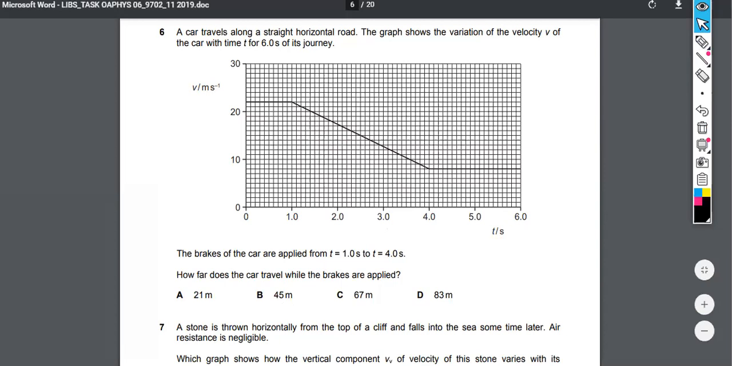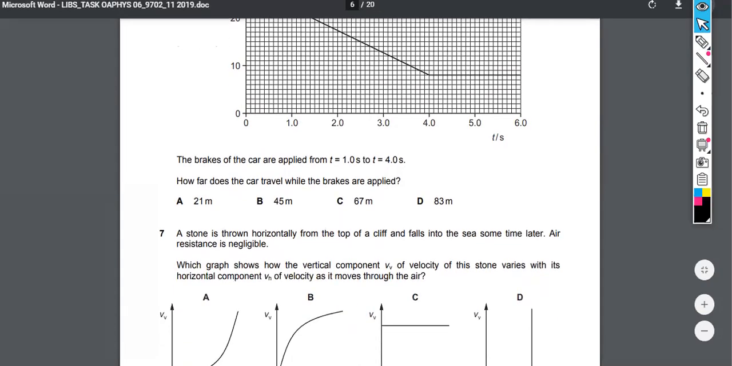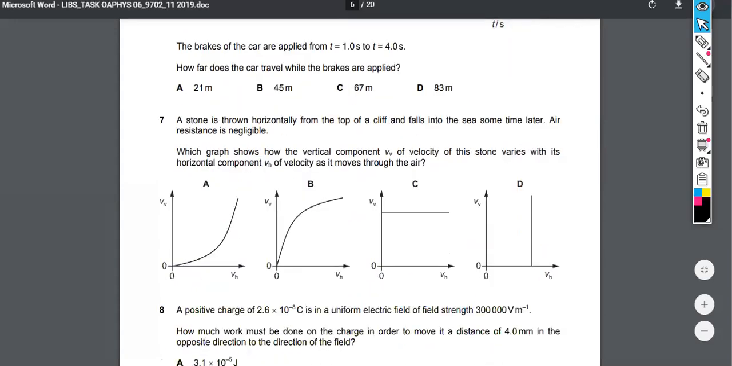Well, let's keep a good thing going then. And consider this question. A stone is thrown horizontally from the top of a cliff and falls into the sea sometime later. Air resistance is negligible. Which graph shows how the vertical component v sub v of velocity of this stone varies with its horizontal component v sub h of velocity as it moves through the air?